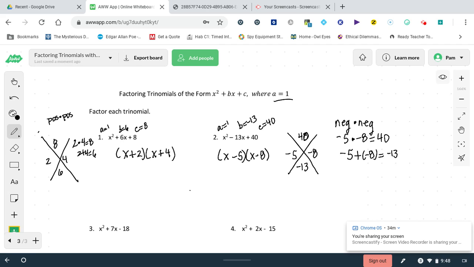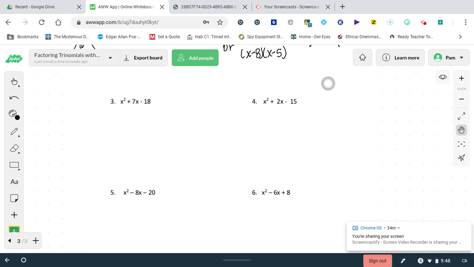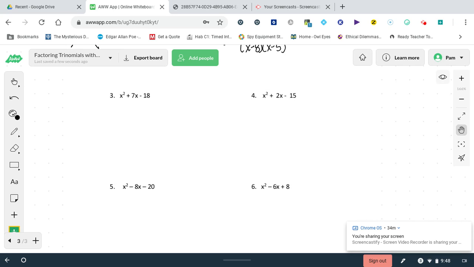Now, it didn't matter which one you wrote first. You could have written x minus 8 times x minus 5. I don't care what order you put them in. Just use the numbers on the sides of the x. All right, I want you to pause the video and try 3 through 6. And after you've tried those, unpause and see if yours matches up with mine.